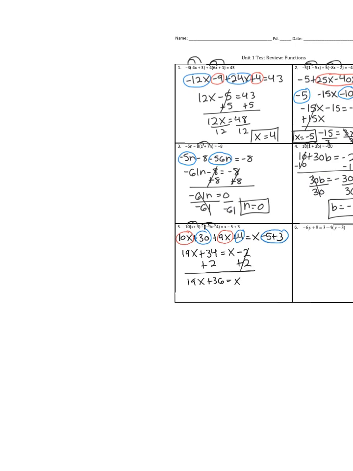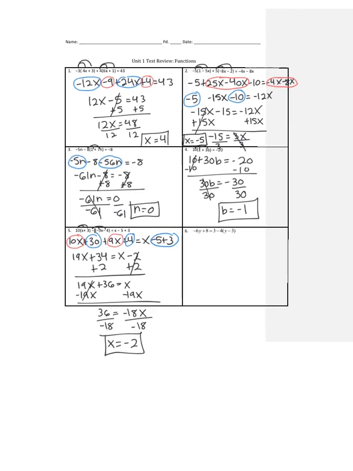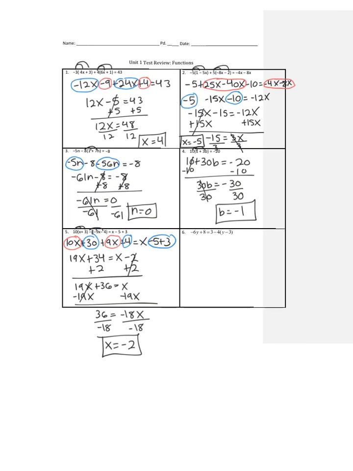Then I want to get all my x's on one side, so I'm going to subtract 19x from both sides. And then divide both sides by negative 18. And you're going to get negative 2. Okay, last one. I'm going to distribute that negative 4.